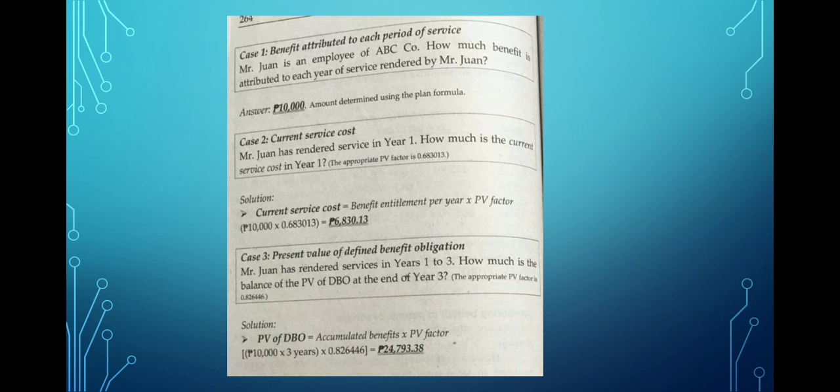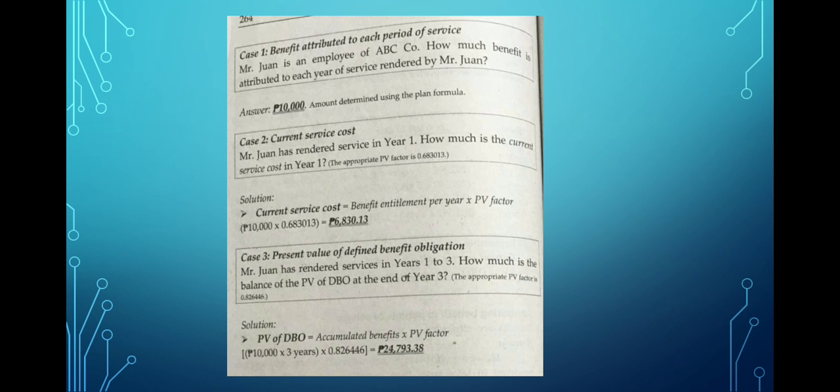The second case is for current service cost. Mr. Juan has rendered service in year 1. How much is the current service cost in year 1? So we have to know that the appropriate present value factor is 0.683013. Solution: current service cost is 10,000 pesos times 0.683013, which equals 6,830.13.